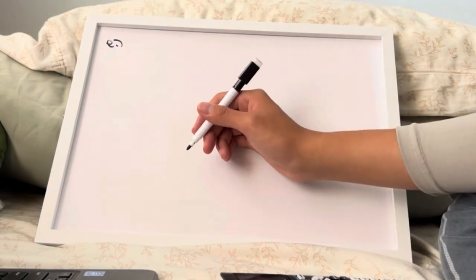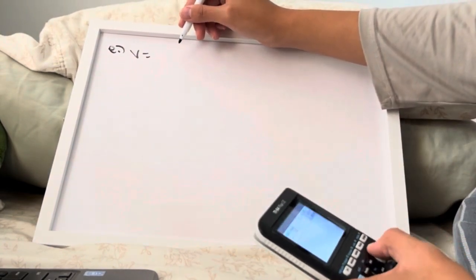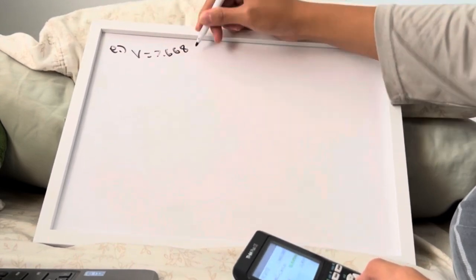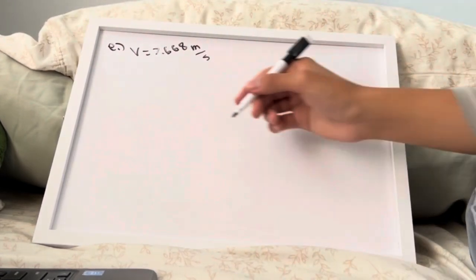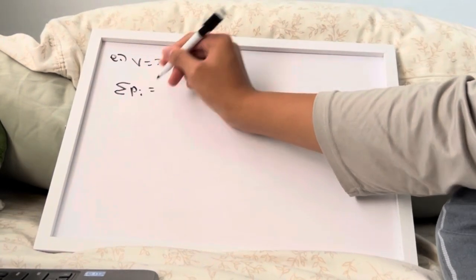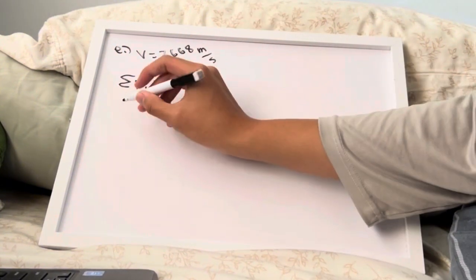For part E, they want the speed of the steel ball after collision. Well, first of all, I know the speed of the steel ball from the previous part was equal to 7.668 meters per second, right? So since it's a collision, I can apply conservation of linear momentum. I'm going to write out the general term first.